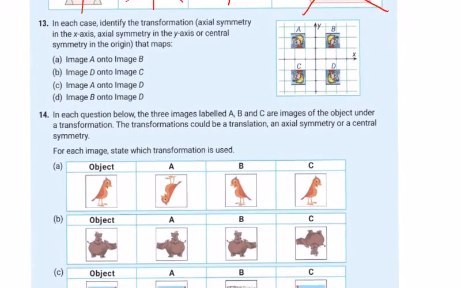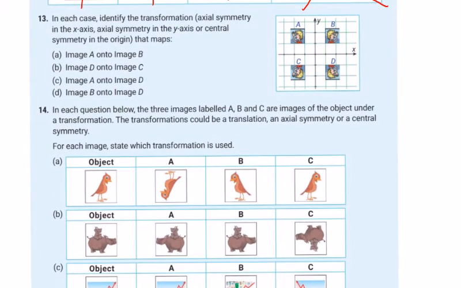For question 13, in each case identify the transformation. Is it axial symmetry in the x-axis, axial symmetry in the y-axis, or central symmetry in the origin? So first of all, image A onto image B. What's happening between image A and image B? That point is going to there through the origin. So it's going through the y-axis and it's going out the same distance to the other side. So we definitely here have axial symmetry. I'll just write in y-axis.